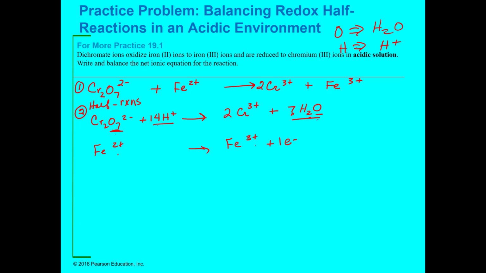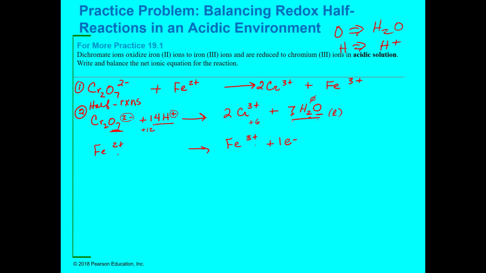Now I can figure out how many electrons. Okay, so I'm looking at the overall charge. So I've got a -2 and plus 14. So I've got a +12 on that side, because 14 minus 2 is 12. Okay, water is 0 because it's a liquid, right? So I have 6 pluses on this side.